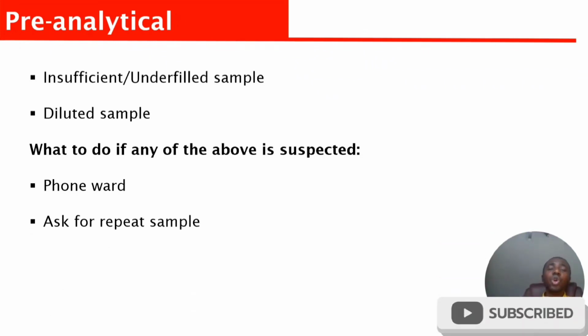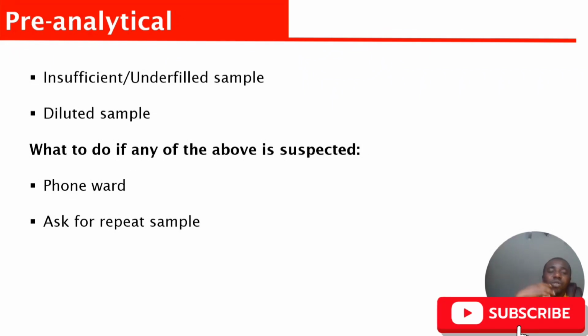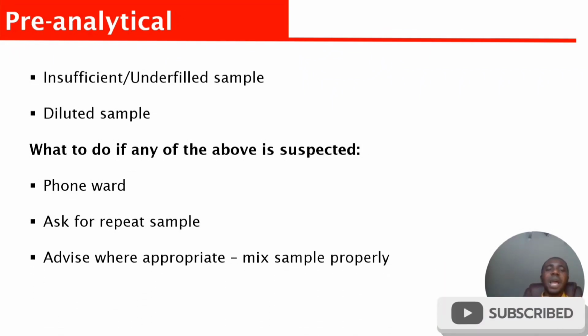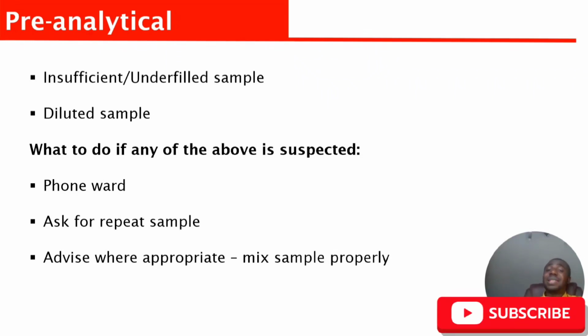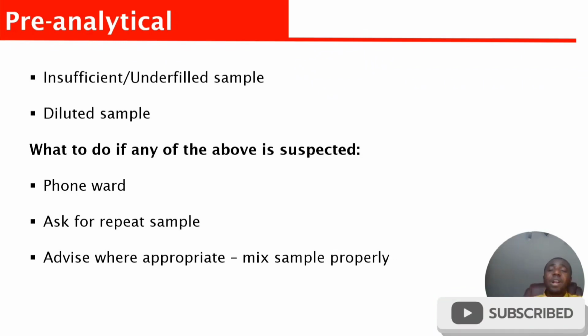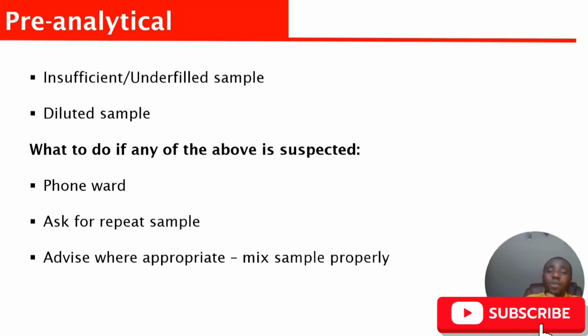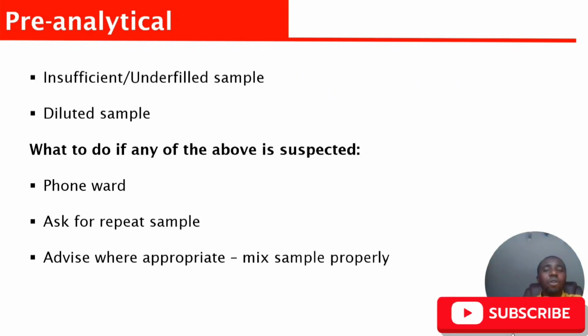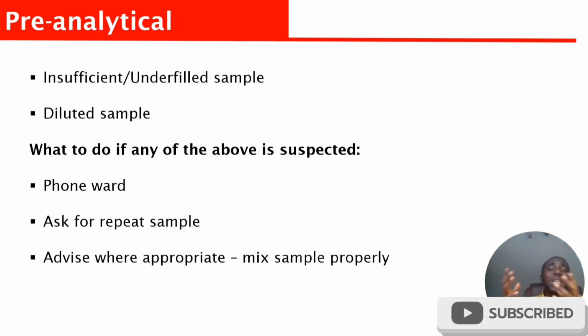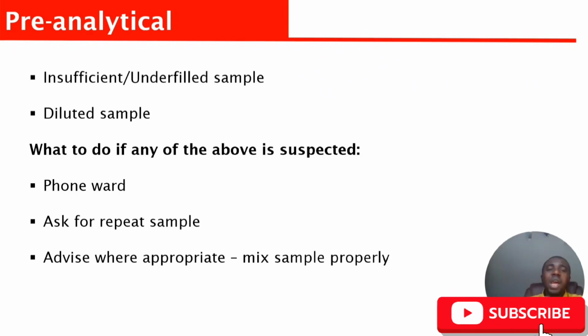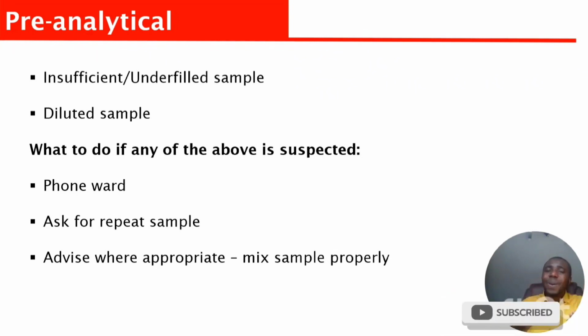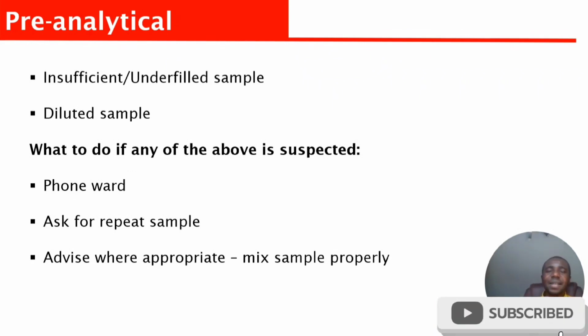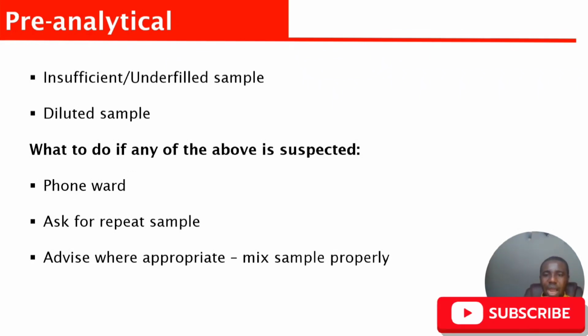The next thing you do, you ask for a repeat. You phone the ward and you ask for a repeat. And of course, you can advise them where appropriate. For example, when the phlebotomist, the nurse, or maybe the doctor collects the sample, maybe because they are busy, they fail to mix it properly. You might give them advice and say, please, when you collect the sample, try and mix it very well. Or you can say, try and take this amount of volume to make sure that the sample will be sufficient. So you give advice where appropriate. These are the things you can do when you suspect any of the above factors affecting the overall platelet count. I hope this is making sense.